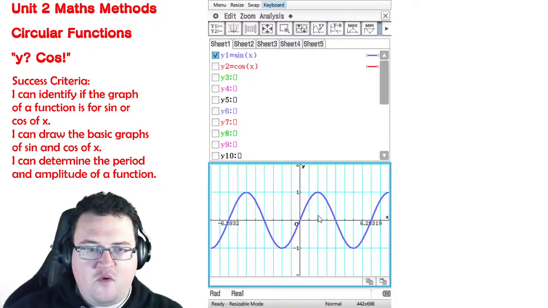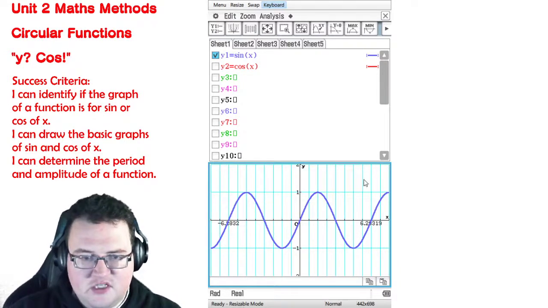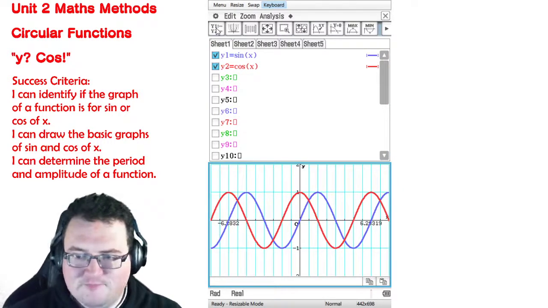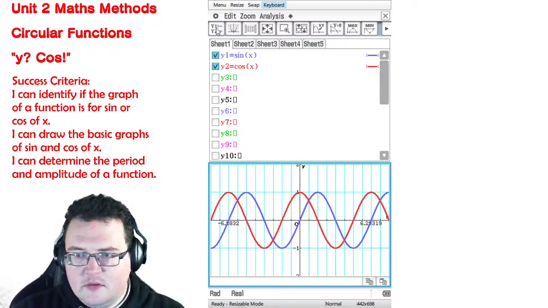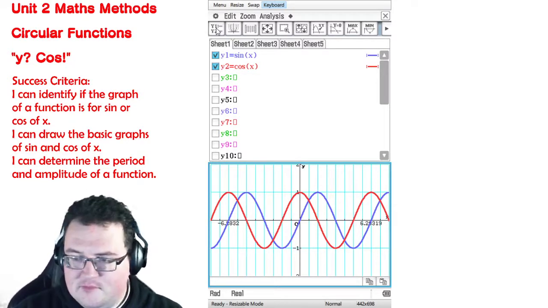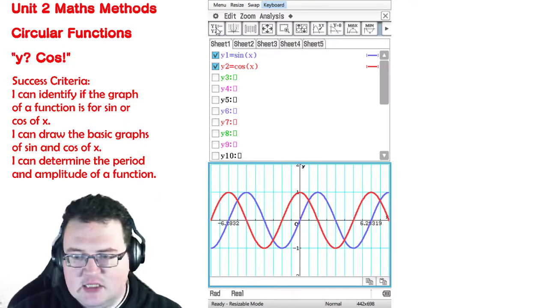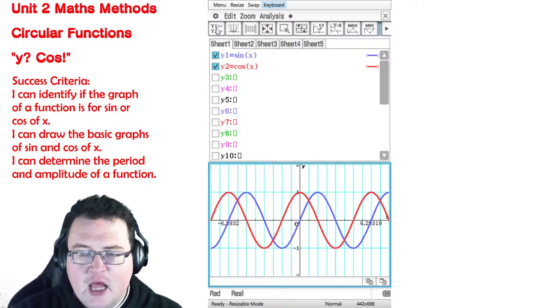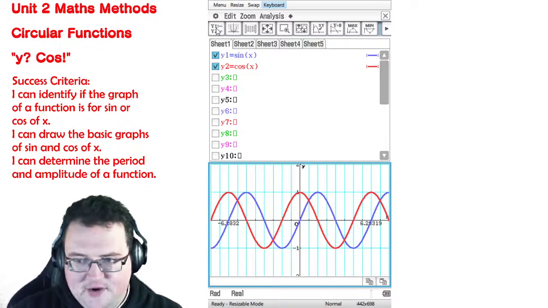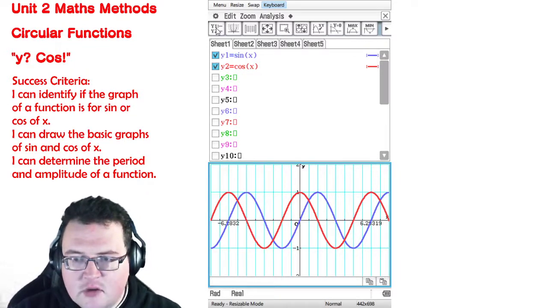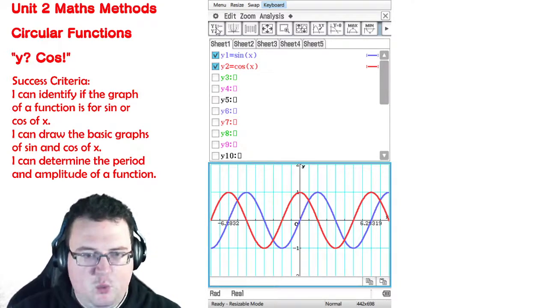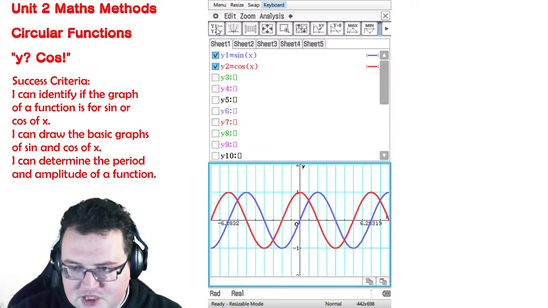So the graph of sine of x by default looks something like this. Now I'm going to turn on cos of x. Looks very similar, doesn't it? It's because it is the same general shape as sine of x. However, as you can tell, instead of starting at 0 like sine does, cos starts at 1. This falls in with our exact values table, where sine of 0 is 0, but cos of 0 is 1. All right, they follow the same shape.